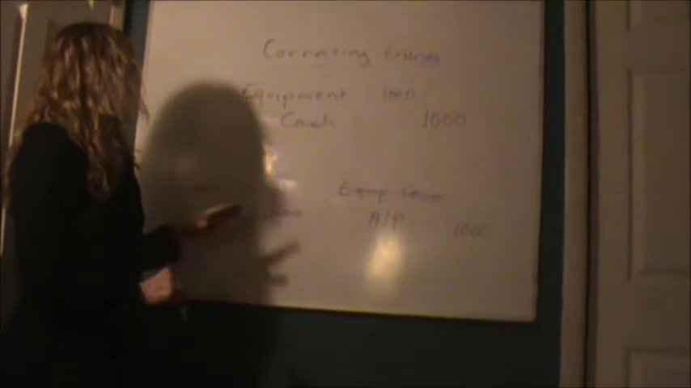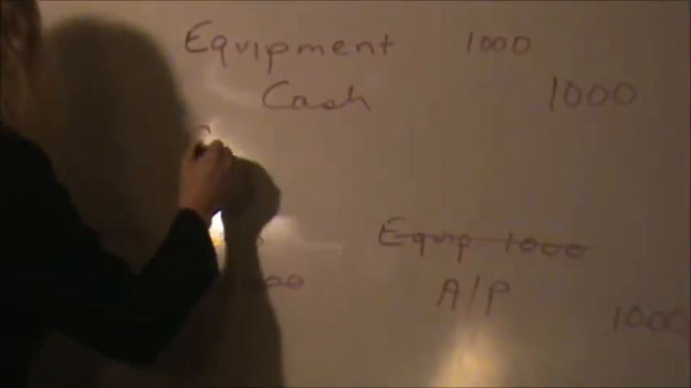Well, you can look at this and say, you know what? I don't need to go ahead and make these 2 entries. I can just make 1. All I really need to do, my equipment ends up canceling out, right? My equipment is fine. It's going to end up as a debit either way. I don't need to do anything with that. All I need to do is to get rid of my credit to cash and acknowledge I should have credited accounts payable. So all we would have to do to correct that entry, we would go ahead and debit cash, right?